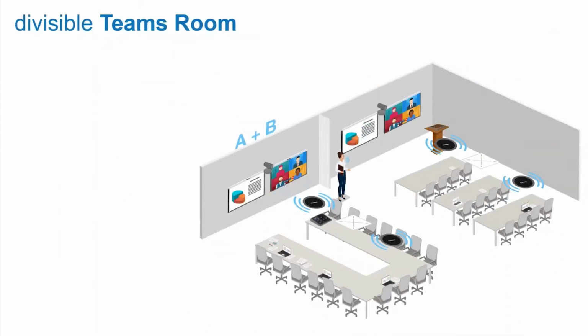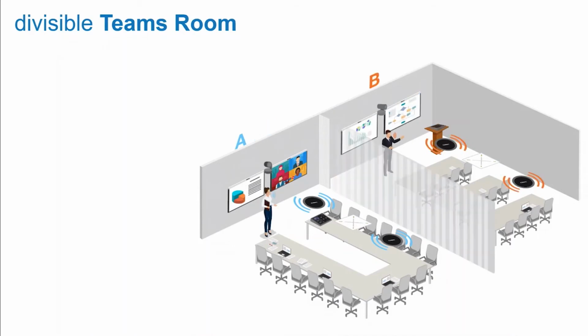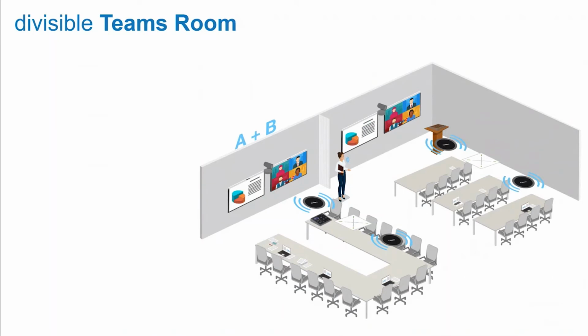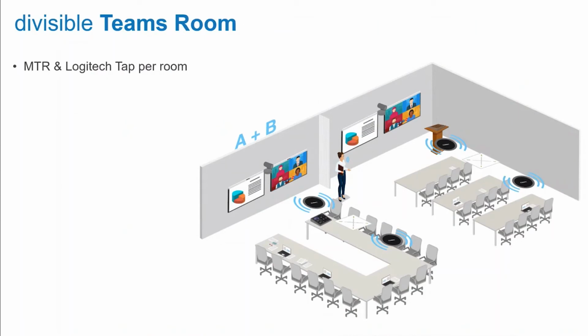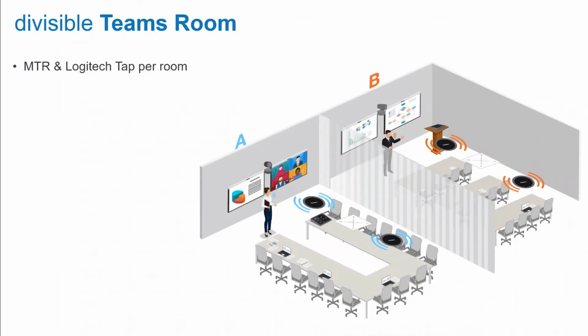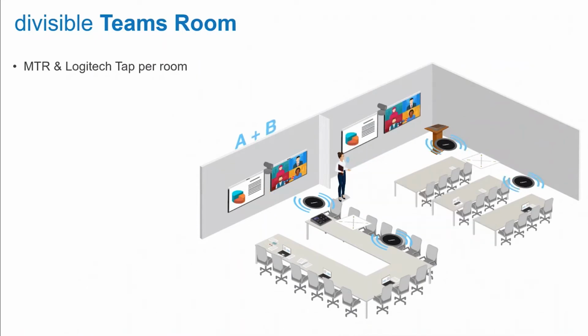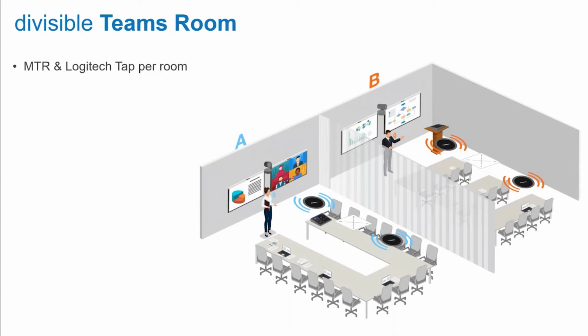So, a two-way divisible space with Teams, making sure that this has all the features you would want of a divisible room. In this example, the requirements are that we have firstly an MTR PC, a Teams Room PC, and a Logitech Tap per room. So we want them to be able to function as individual spaces.